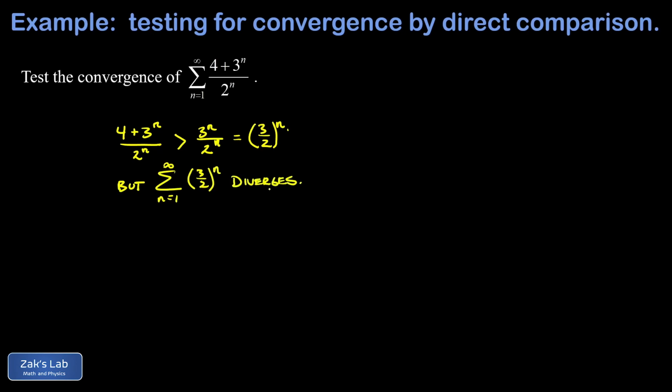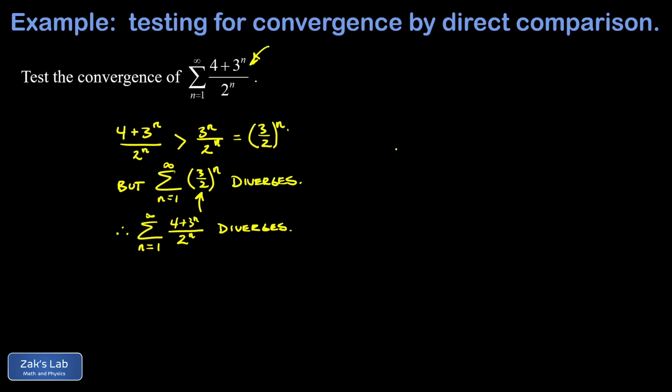And my reasoning there is that it's a geometric series. That means you just keep multiplying by the same factor every time n increases by 1. But we've already shown that a geometric series where the common ratio is greater than 1 is a divergent series. So we just showed that the terms of our series are greater than those of a divergent series. Therefore, our original series, n equals 1 to infinity, (4 plus 3 to the n) over 2 to the n, diverges.